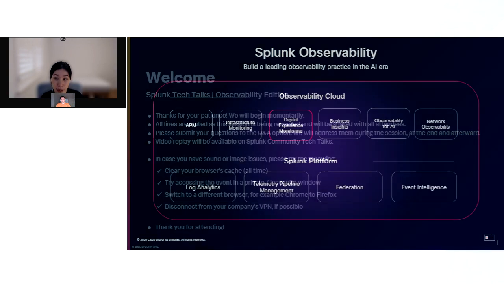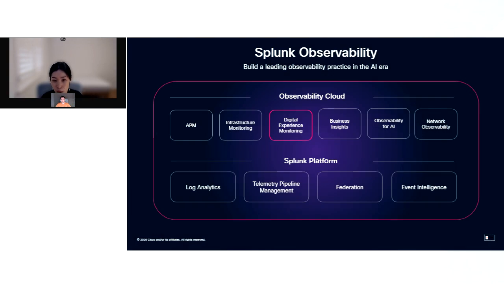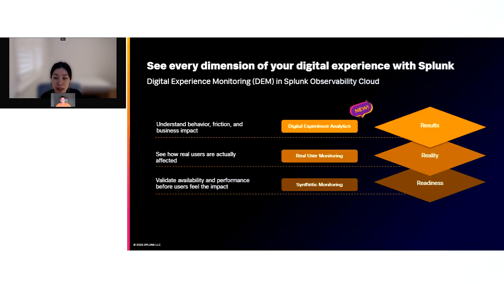So one of the core pillars of Splunk Observability Cloud is digital experience monitoring. This refers to a set of capabilities to help you understand and monitor end user experiences across your web and the mobile apps. If we double click into digital experience monitoring, within the DEM suite, there are 3 layers of capabilities: readiness, reality, results. Each of them gives you a different lens into your digital experience.